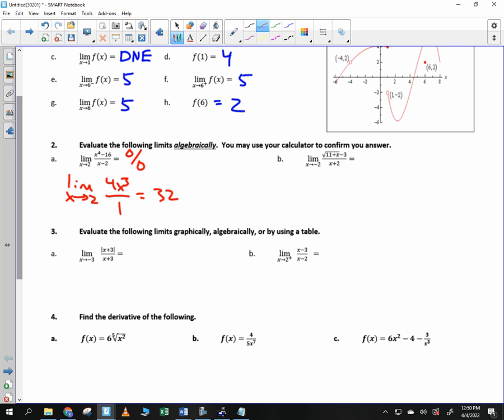Next one, a little bit more difficult because the derivative does not work so well in this situation. But let's look at this. Limit as x goes to -2. Notice if you plug in -2, you get the square root of 9 minus 3 over 0, or 0 over 0. L'Hopital's rule would work, but a lot of people make mistakes in taking the derivative. I would encourage you to take an algebraic approach. Square root of 11 plus x minus 3 over x plus 2. What are you going to do to determine that limit algebraically?